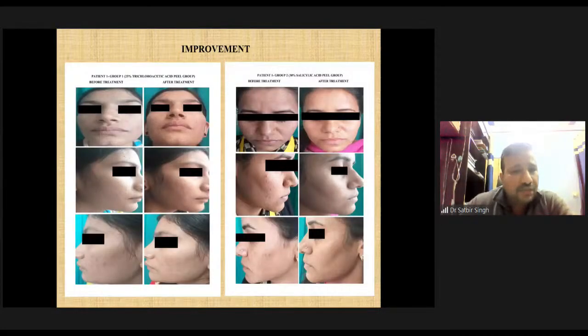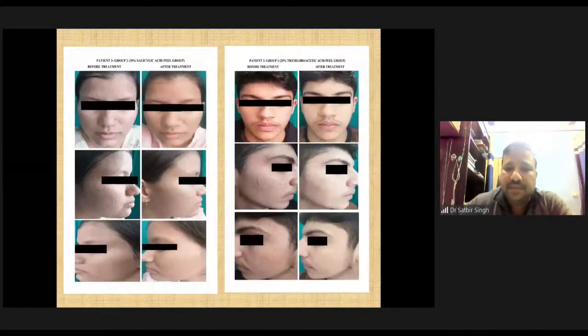This is the improvement in patient 1 in both groups. This is patient 2 in both groups, and this is patient 3 in both groups.